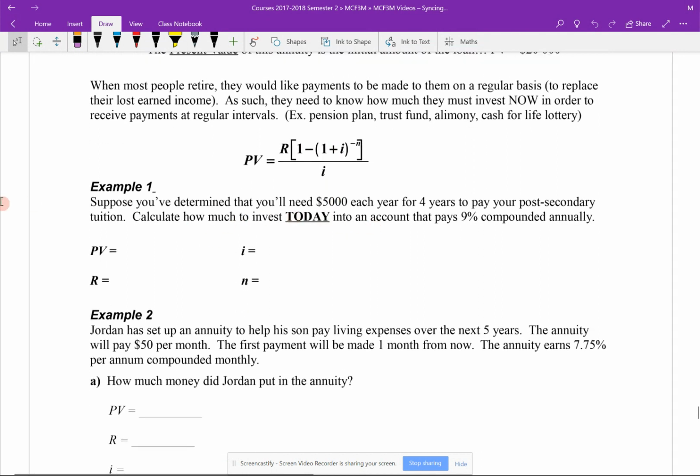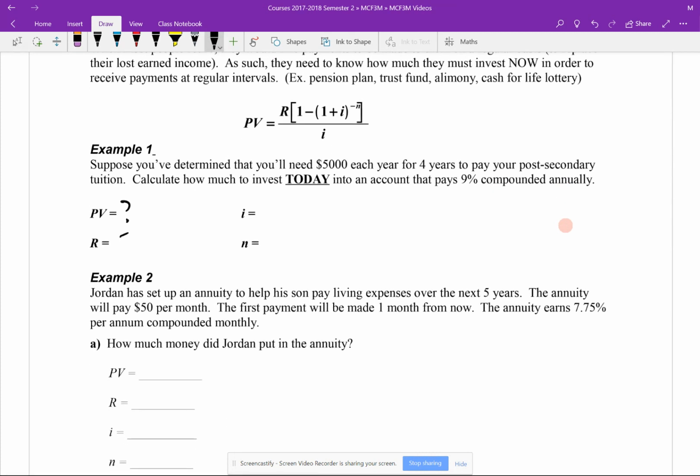Okay. So example number 1, suppose you determined that you need $5,000 each year for 4 years to pay your post-secondary tuition. Okay, so your regular payment is $5,000 every year. How much money do you need to invest today into an account that pays 9% compounded annually? So what's that amount that you need today? That's our present value. The regular payment that you want to receive is $5,000 a year.